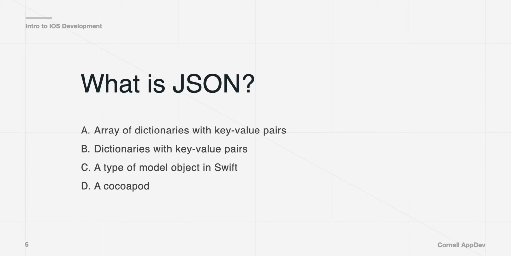Yes, so a JSON is a dictionary with key value pairs. For reference, JSON stands for JavaScript Object Notation. It's a format for storing and transporting data to and from the server, and your keys are always strings in this dictionary, and your values can be strings, objects, numbers, booleans, arrays, or null.